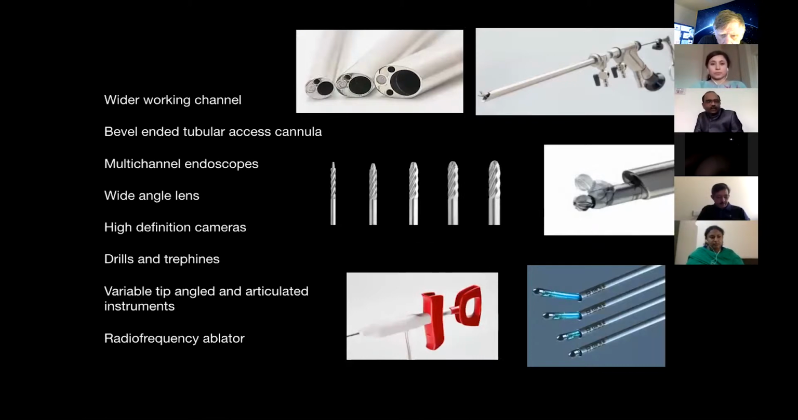So from the needle, quite a few innovations have been made. The endoscopes are made with a wider working channel. The bevel-ended tubular access cannula is an innovation. The bevel end helps to retract the nerve roots, and the total width of the cannula is around 8 millimeters only. And the endoscopes have multiple channels, wide angle lens, high definition cameras, various drills and trephines, variable tip angle and articulated instruments. They've all made the surgery quite successful.